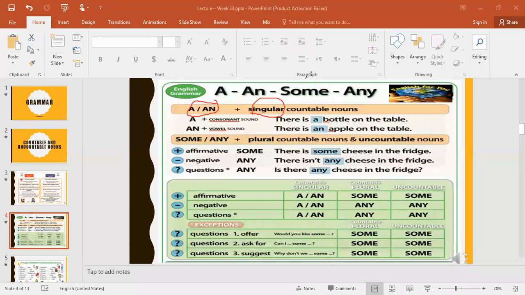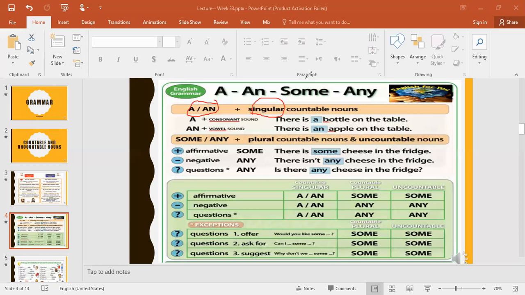Some and any are used with countable nouns and uncountable nouns. How? For example, I say there is some cheese in the fridge. This is an uncountable noun. If I want to use the negative form here, I say there isn't any cheese in the fridge. And if I'm using the question form, I say, is there any cheese in the fridge? So always in the negative and in the question, I use any.